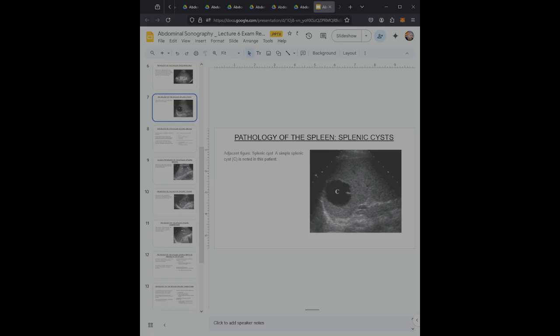Splenic cysts. Most often true splenic cysts will have thin walls, an anechoic center and posterior enhancement. Although cysts found in the spleen can appear complex, and they're complex when they're associated with trauma. Clinical findings might be asymptomatic, but pain can occur with hemorrhage. And sonographically, we see round, smooth-walled masses that are anechoic and demonstrate posterior enhancement. But this is not particularly seen in this image.